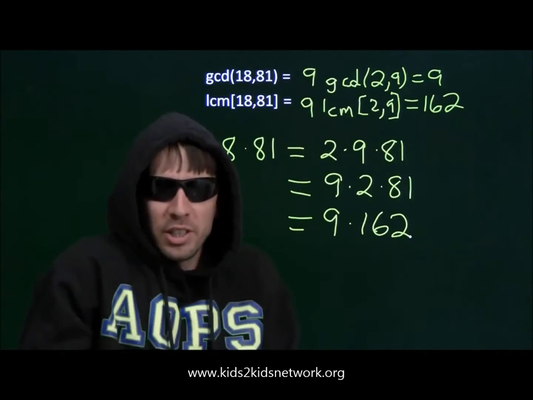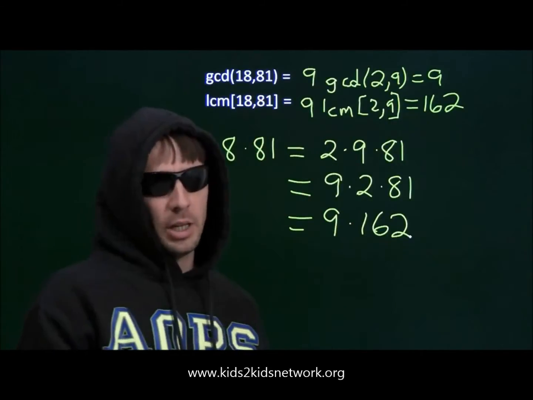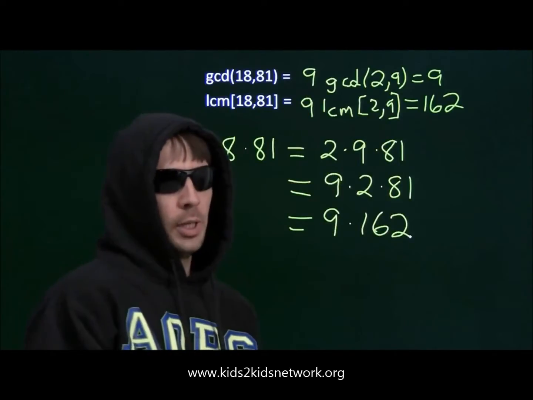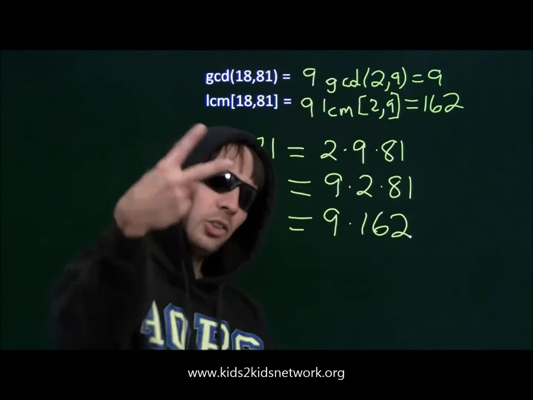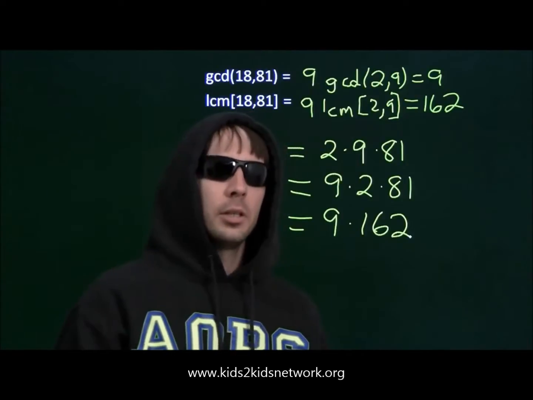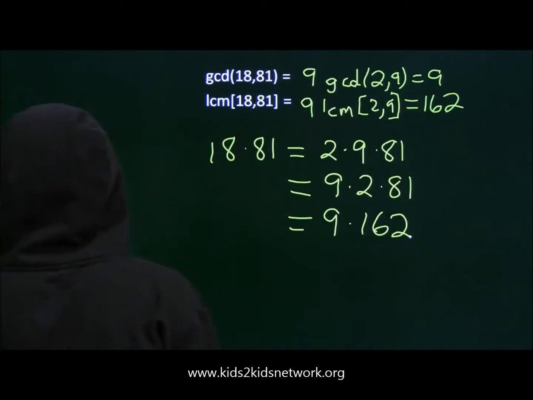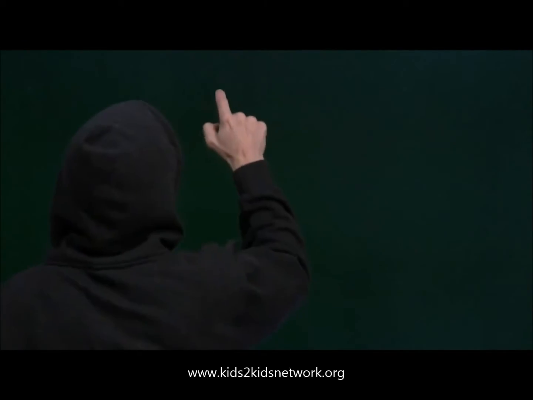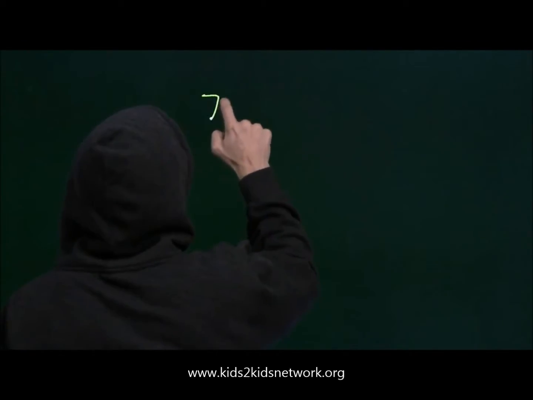I multiply the numbers, I get the same thing as when I multiply the greatest common divisor and the least common multiple. I did it once, that was lucky. I did it twice, it was a coincidence. 3 times, we must be onto something. Let's see if we can figure out what's going on here. All right, so we'll start with a couple of different numbers. We'll start with 72 and 90.